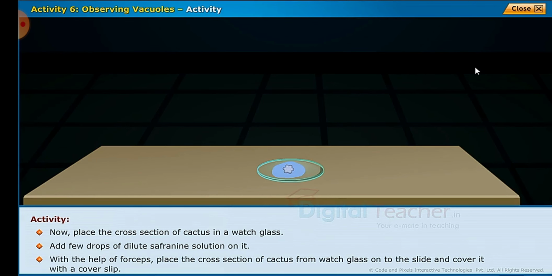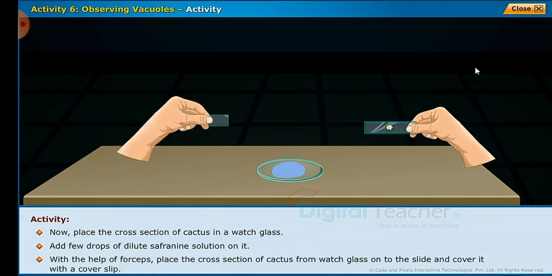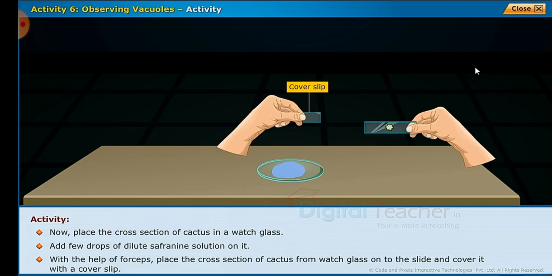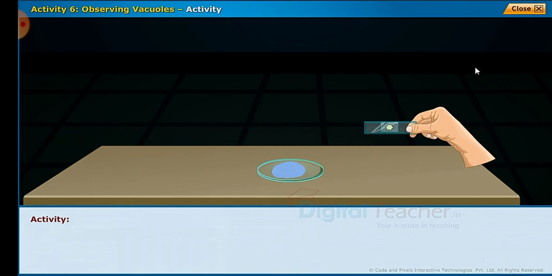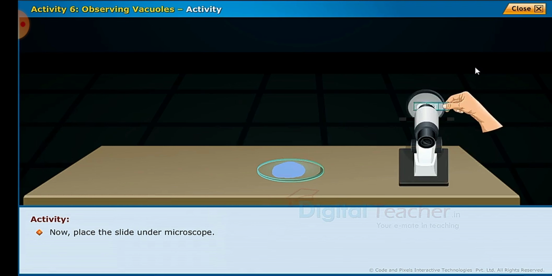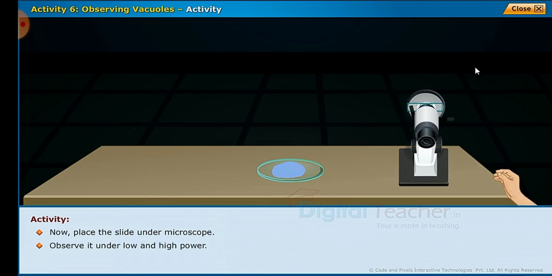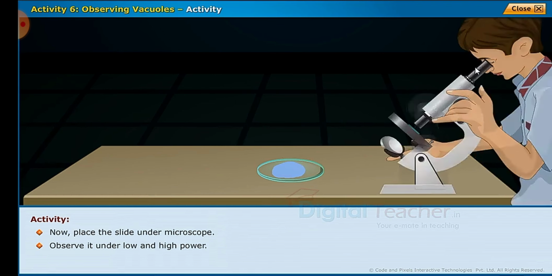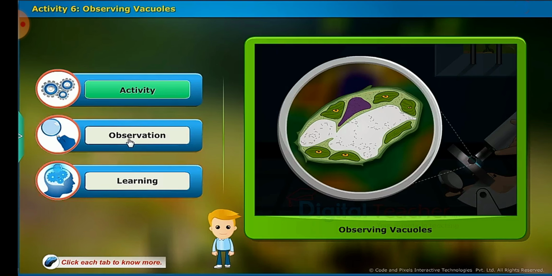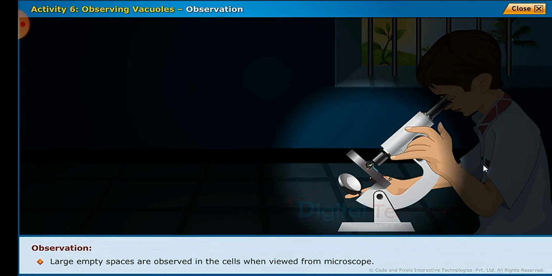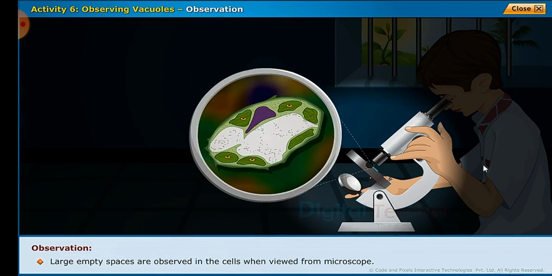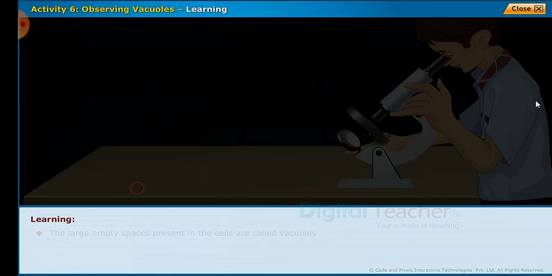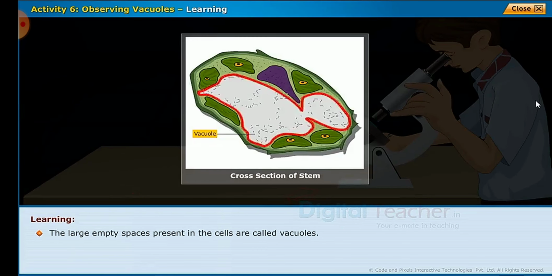With the help of forceps, place the cross-section of cactus from the watch glass onto the slide and cover it with a cover slip. Now place the slide under the microscope. Observe it under low and high power. Large empty spaces are observed in the cells when viewed through the microscope. The large empty spaces present in the cells are called vacuoles.